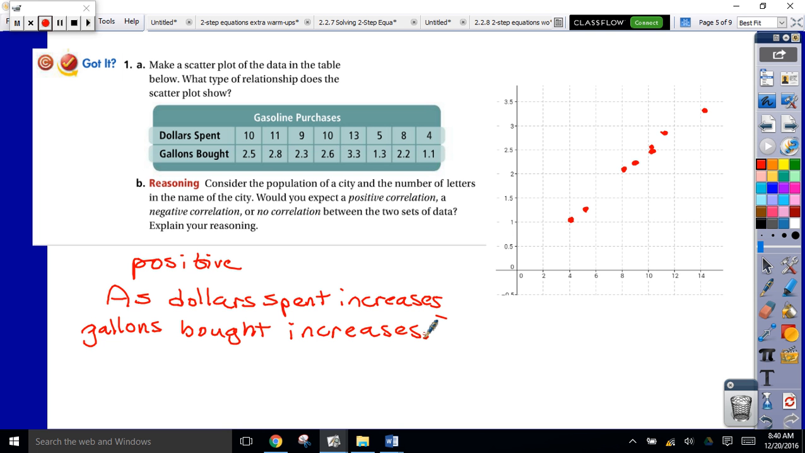Okay, what about part B? Consider the population of a city and the number of letters in the name of the city. What kind of correlation would you expect between that data? Sophia? No correlation, yeah. You wouldn't expect there to be any relation between the population and the number of letters in the name.